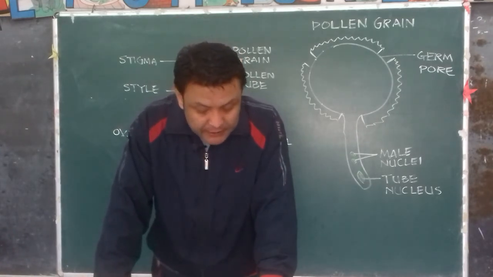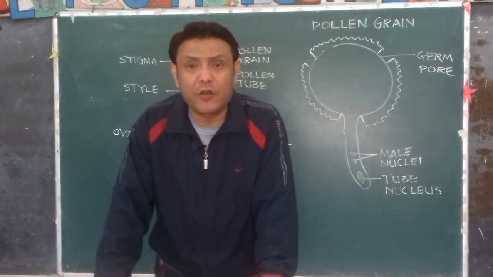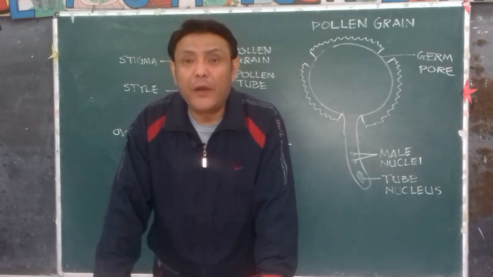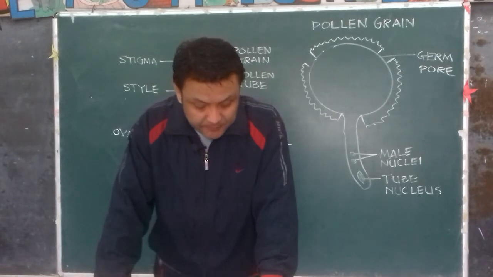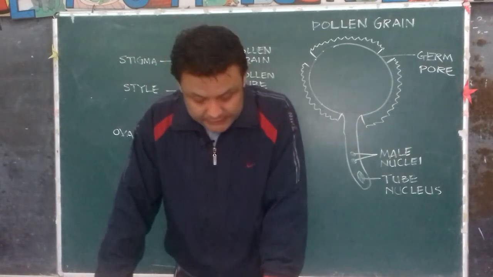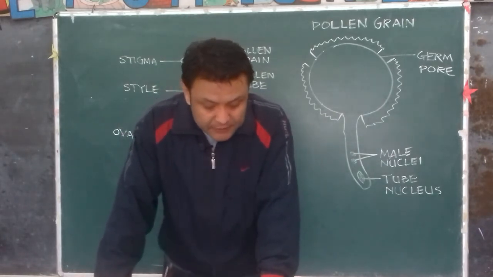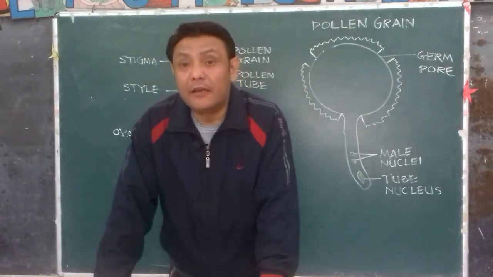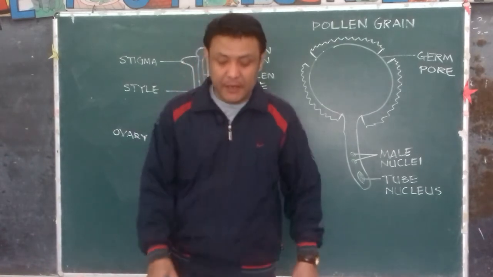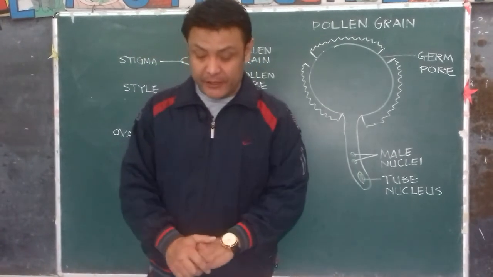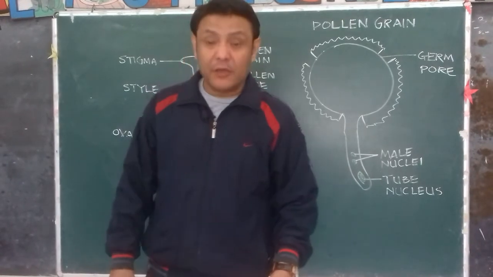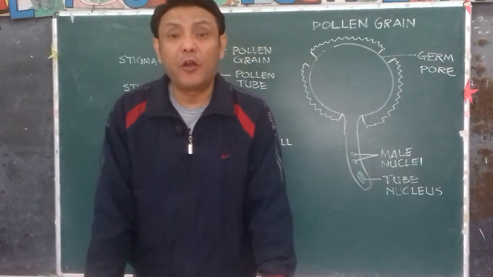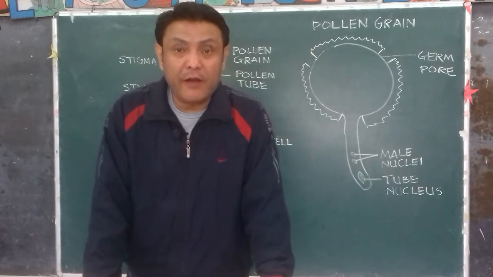Pollen grains are produced in very small quantities in case of insect pollinated flowers, but wind pollinated flowers produce pollen grains in large quantities. In insect pollinated flowers, the stigma is sticky or knob-like, whereas in the wind pollinated flower, the stigma is large and feathery. Okay, so we have discussed the wind pollinated flowers and the insect pollinated flowers and the differences.